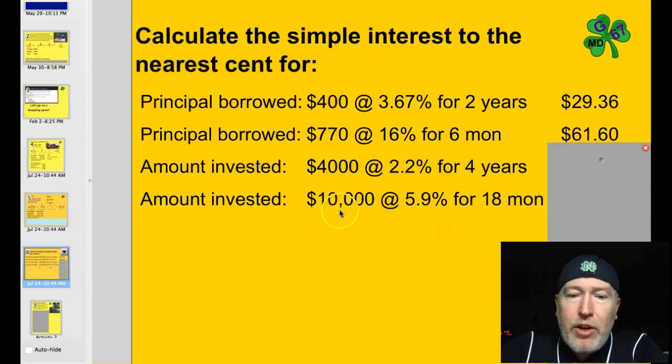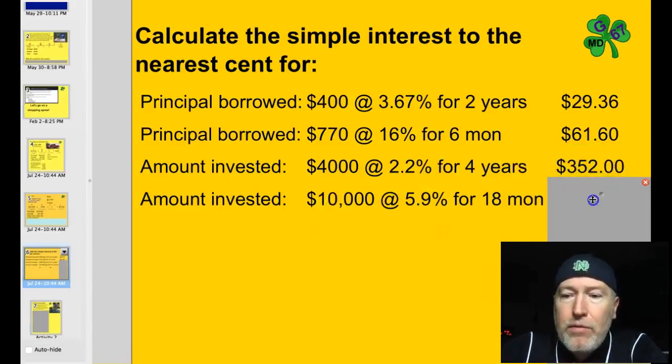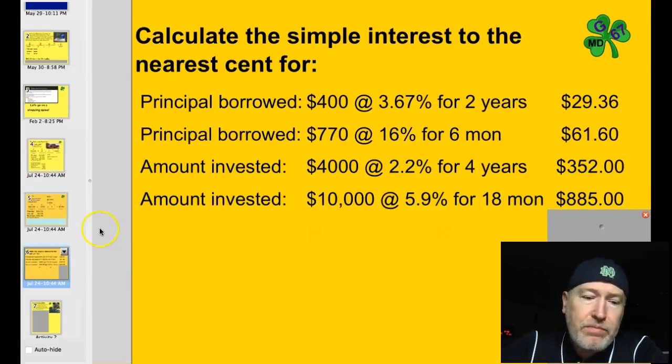All right. Now you're going to invest some. $4,000 at 2.2% for 4 years would give you a return of $352. That's good interest. You'd earn that much. $10,000 at 5.9% for 18 months. So this would be 1.5 years, 18 months. Gives you a total of $885. All right.